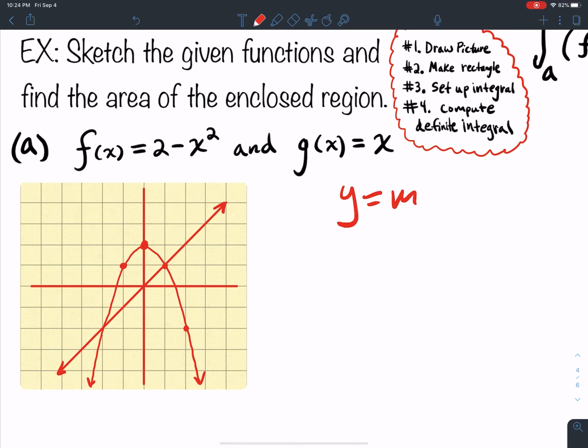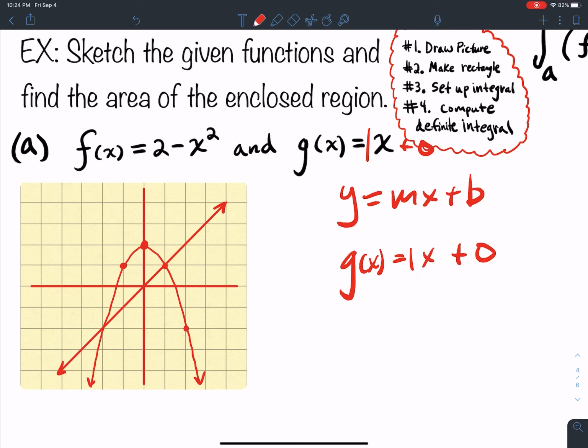To plot a line is pretty simple. y equals mx plus b. So here I have g of x, which is my y, equals 1x plus 0. The y-intercept is your b, so my y-intercept is 0. And the slope is 1, so that means I rise 1, run 1. Every time I go up 1, I go over 1. Up 1, over 1, up 1, over 1. And then all I need is 2 dots to make a line.